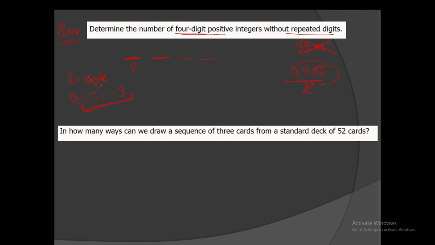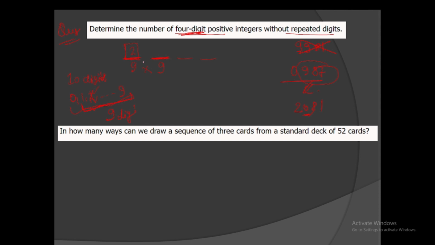Now suppose we have taken 2 over here, which means this 2 is fixed. If 2 is fixed, now we have 9 digits remaining, because we can take 0 over here. This 0 is valid because 0 can come in the middle of the digits, right? But not on the very first place, because otherwise it will lead to fewer digits, meaning it will not be a four digit number. So for the hundreds place we have 9 digit possibilities, right?